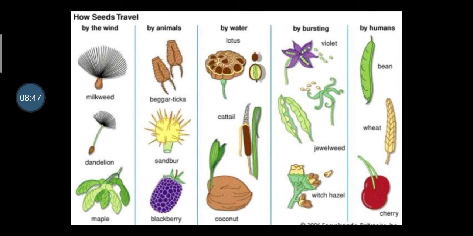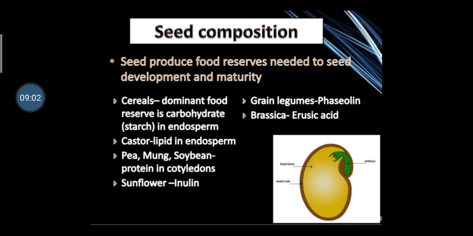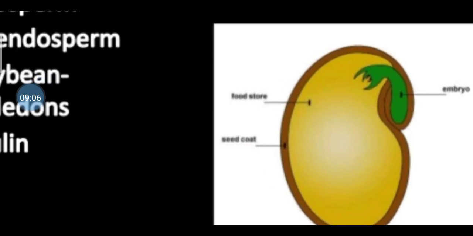Now we have dispersal by humans. The human-dispersed seeds are bean seeds, wheat seeds and cherry. Humans consume them and then throw away the seeds, which helps in the dispersal of seeds. Now we have seed composition. If we look at the figure, we have cotyledon, seed coat and embryo.